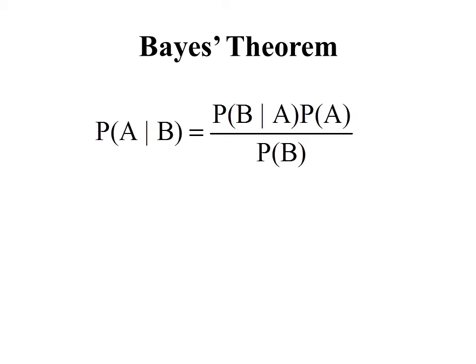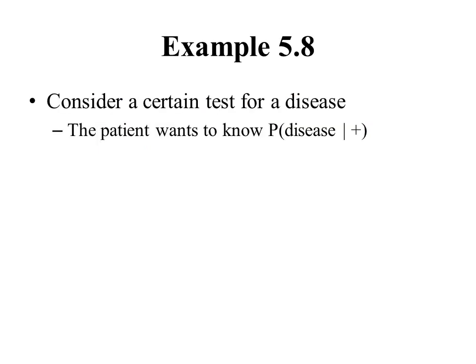Bayes' theorem, as we're going to see in our next example, is very useful in analyzing the results of drug tests. So here's a very simple form of Bayes' theorem. Bayes' theorem is a way of calculating a conditional probability. The probability of characteristic A given that B has occurred equals the probability of B given that A has occurred times the probability of A divided by the probability of B. Okay. So what can we do with this?